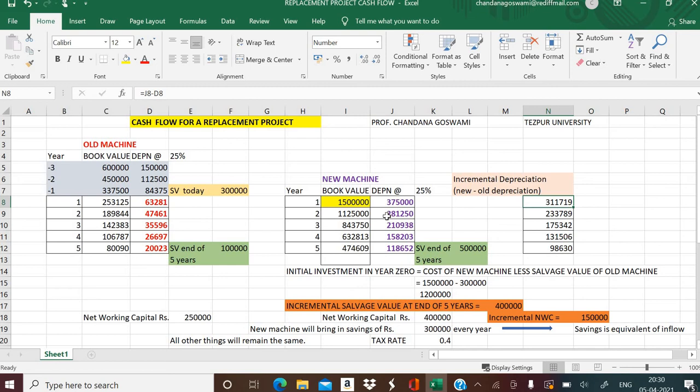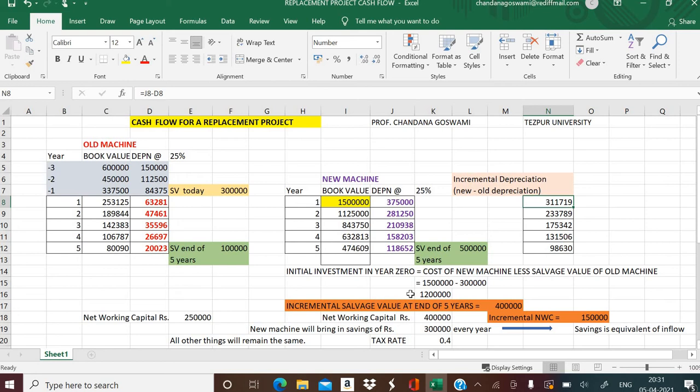You are also told that if you continue with the old machine, then at the end of 5 years, it will have a salvage value of 1 lakh. The new machine will have a salvage value of 5 lakhs after 5 years. So initial investment, although you know that the new machine is going to cost you 15 lakhs, but please keep in mind that you have a salvage value of 3 lakhs from the old machine. So from 15 lakhs, if you deduct this 3 lakhs, you will end up with 12 lakhs. So 12 lakhs is the initial investment.